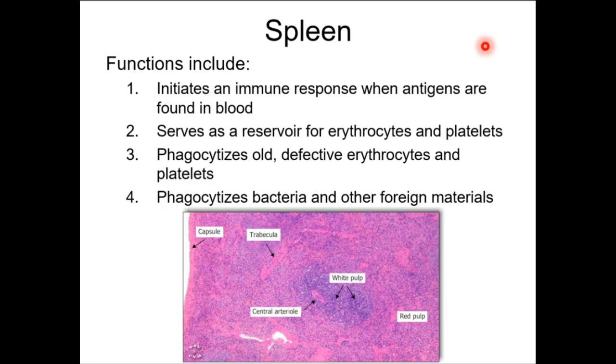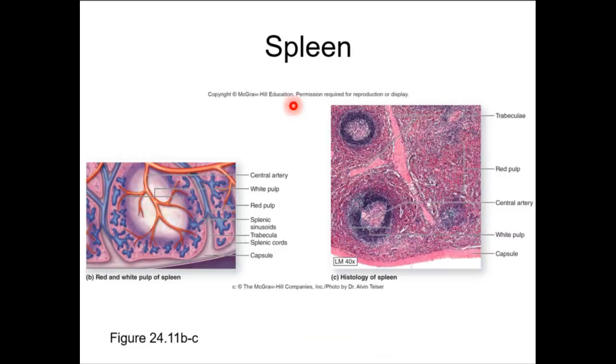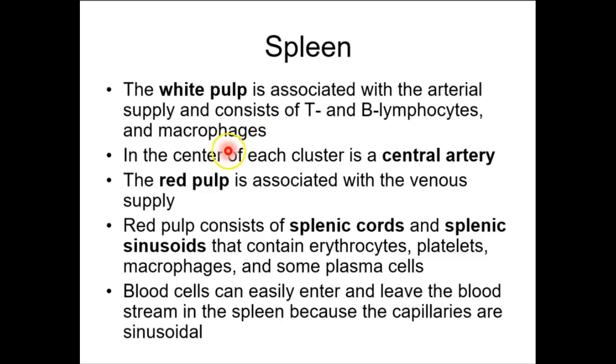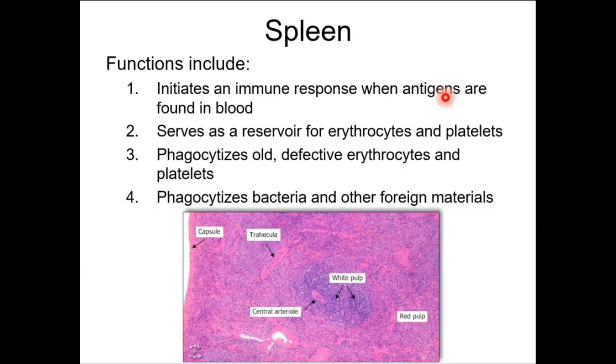Finally, what does the spleen do? The spleen does some very important things. The spleen is going to be a maturation site for some B lymphocytes. In fact, I don't think that's really on here. No, it is. It's going to contain T and B lymphocytes and macrophages.